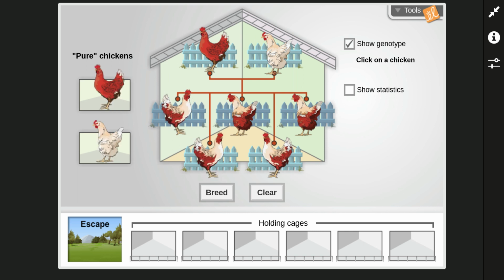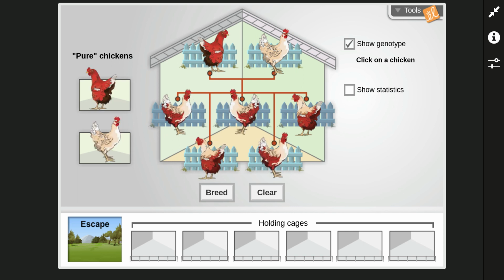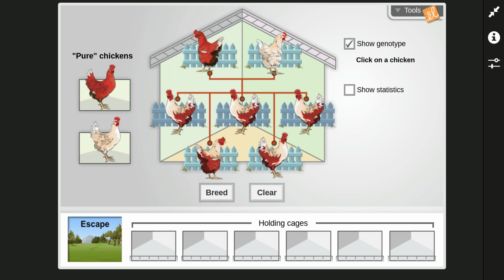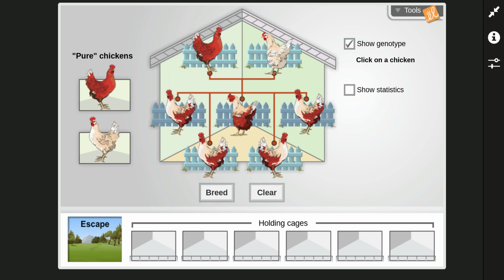Okay, so we go through and breed them. Question 2 is asking us, how would we describe the offspring? What's their phenotype? We look at their genotype, and we see that they are dominant R, dominant W, so they have red and white feathers. The phenotype we would then describe as being red and white feathered. You could go white on the top half, red on the bottom half.